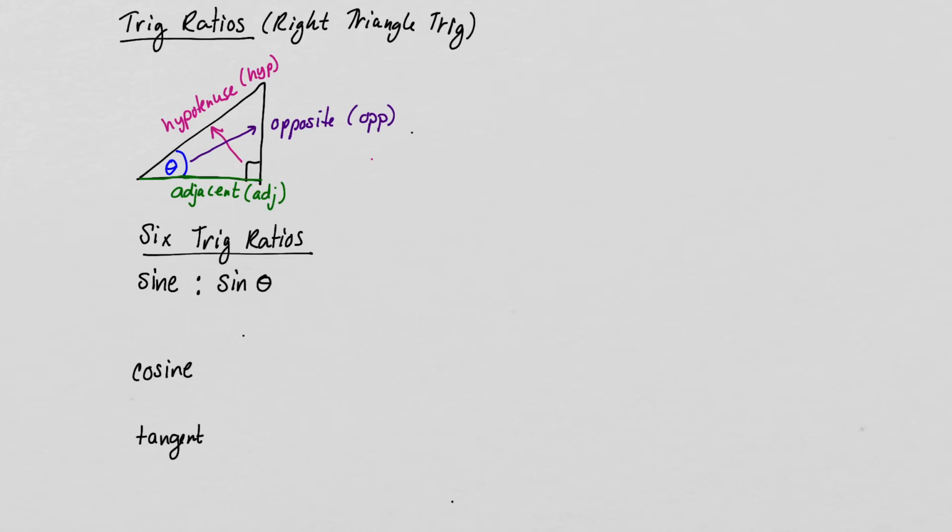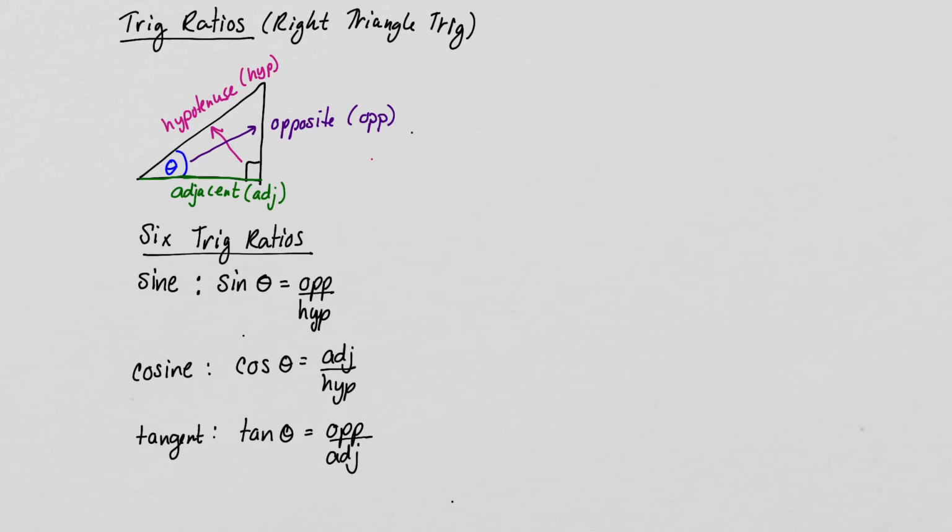So the sine of theta is equal to the opposite side over the hypotenuse. The cosine, so cos of theta, is equal to the adjacent over the hypotenuse. The tangent, which we abbreviate as tan, so tan of theta, is equal to the opposite over the adjacent.